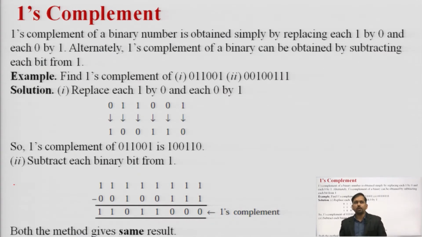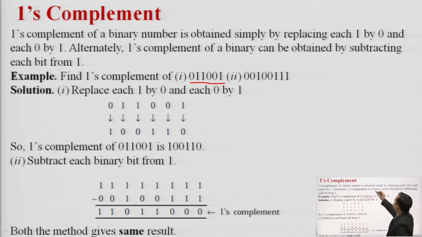The ones complement of a binary number is obtained simply by replacing each 1 by 0 and 0 by 1. Alternatively, we can say that we subtract each digit or each bit from 1. We have a small example where we need to find the ones complement of 0 1 1 0 0 1. So how can we perform this?